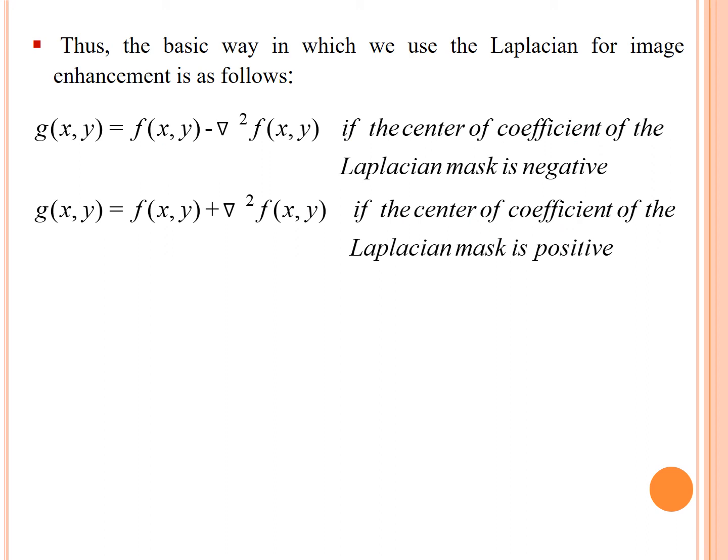The basic way in which we use the Laplacian for image enhancement is as follows: g(x, y) is equal to f(x, y) minus ∇²f(x, y) if the center coefficient of the Laplacian mask is negative. Similarly, g(x, y) is equal to f(x, y) plus ∇²f(x, y) if the center coefficient of the Laplacian mask is positive.